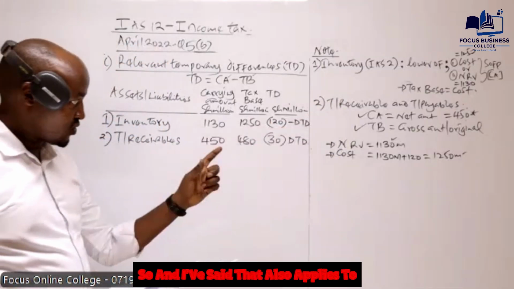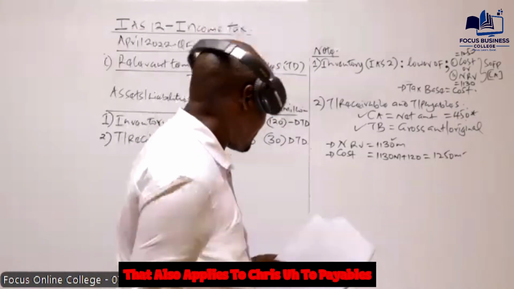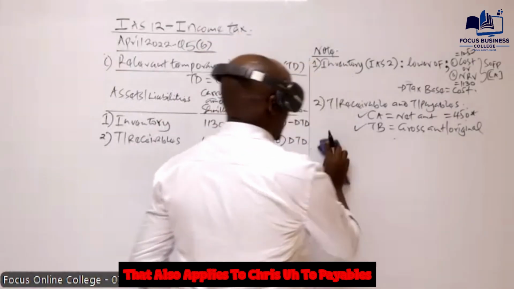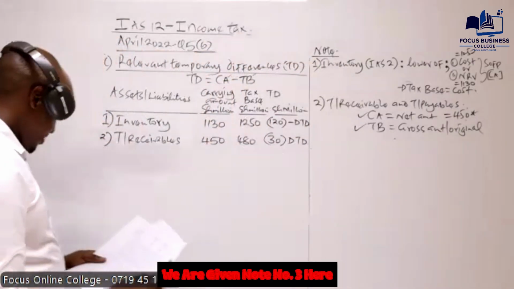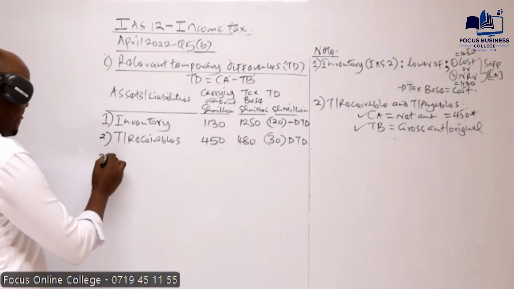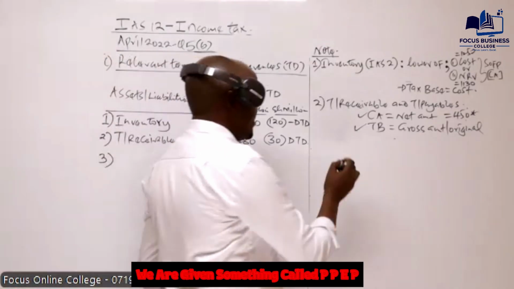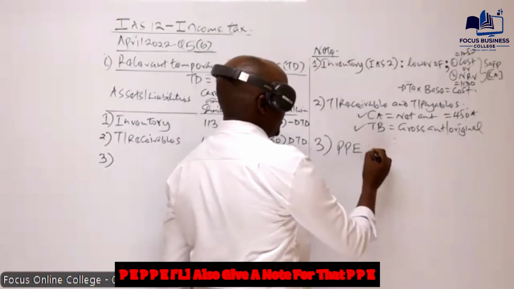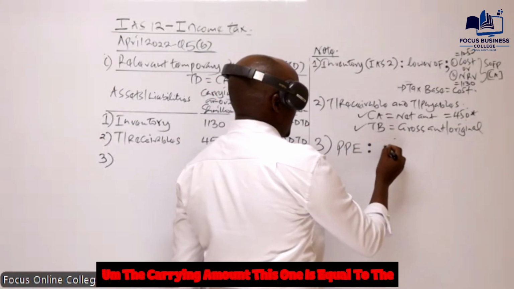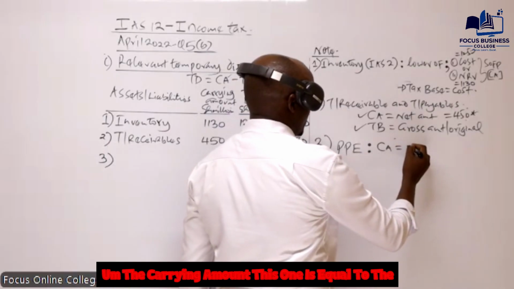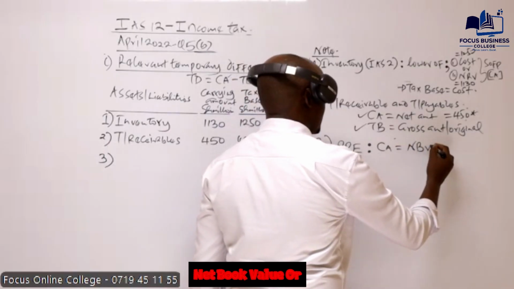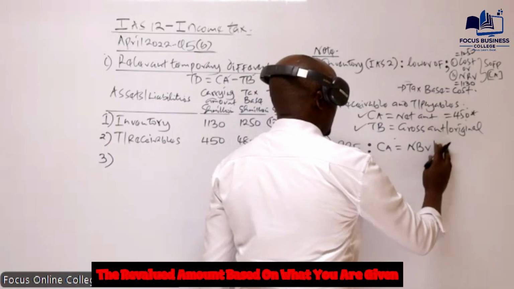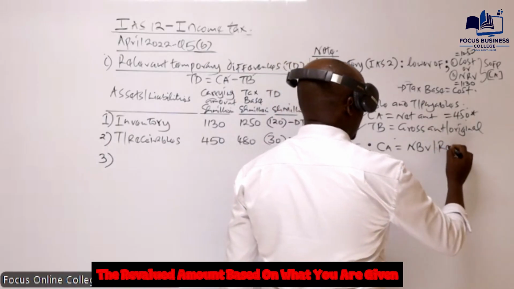And I've said that also applies to payables. So then note number 3, we are given note number 3 here. We are given something called PPE. I'll also give a note for that. PPE, the carrying amount, this one is equal to the net book value or the revalued amount based on what you are given.